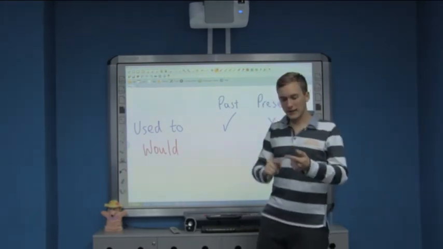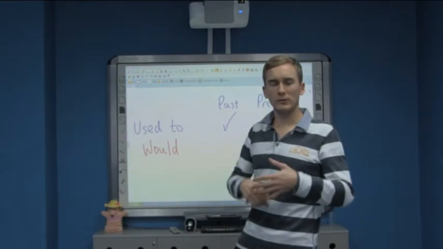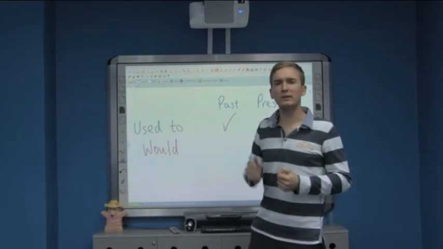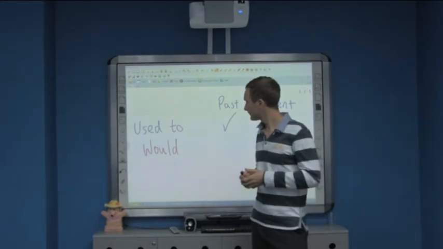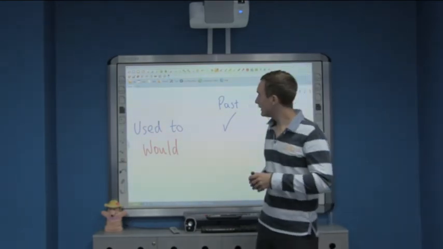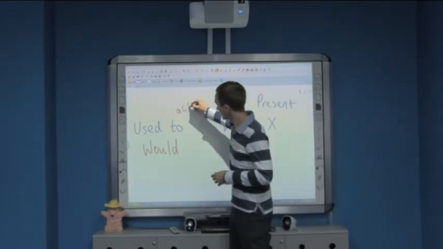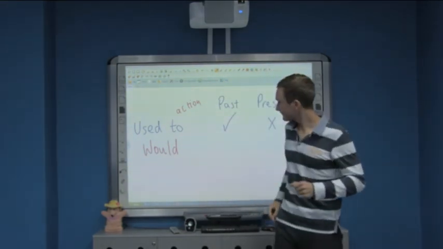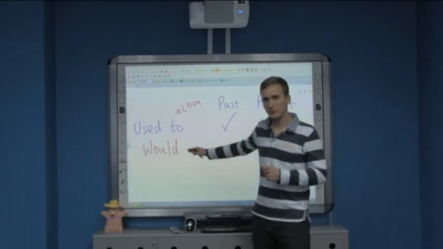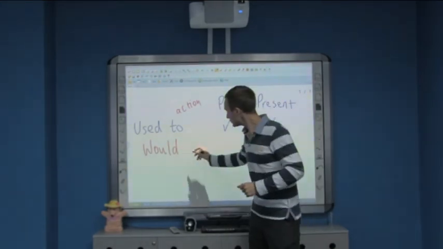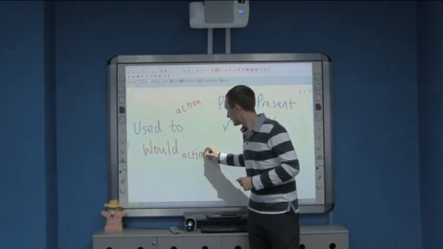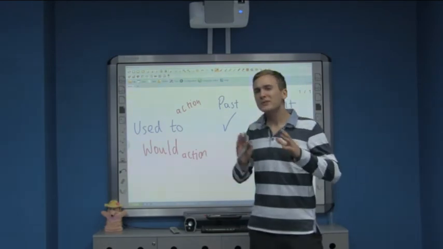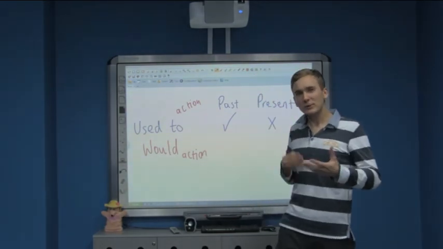Used to play, go, run, jump, with the infinitive of the verbs. These are action verbs, yes? Action verbs, movement, going, playing, running. With used to, we can use the action verbs. Okay? But, can we do this with would? The answer is yes. We can also use it with action verbs. I would go, I would play, I would run. These are all possible. But there's another type of verb that we need to think about.